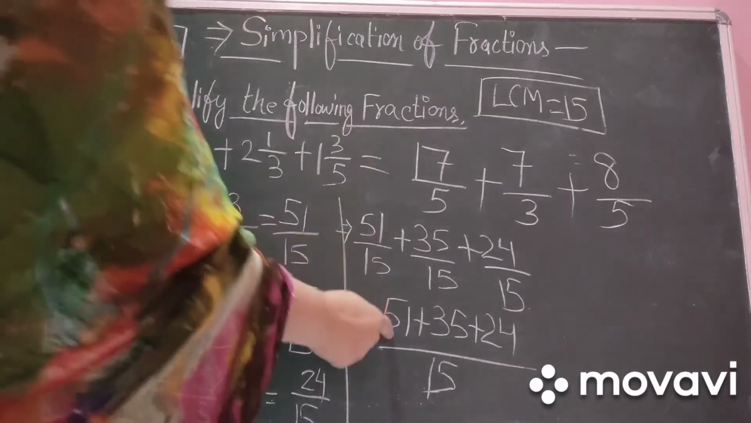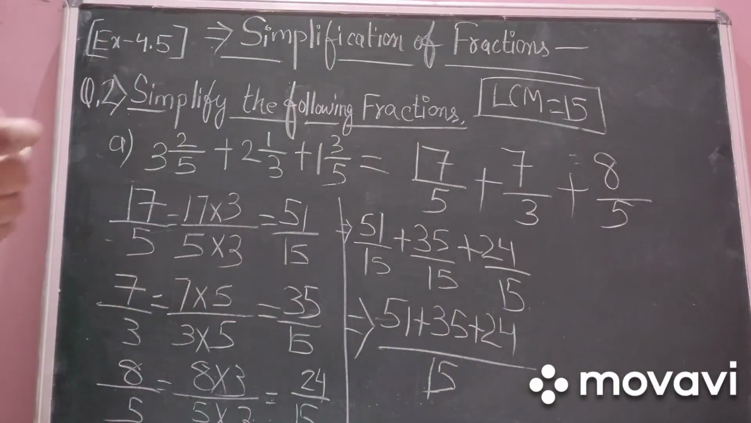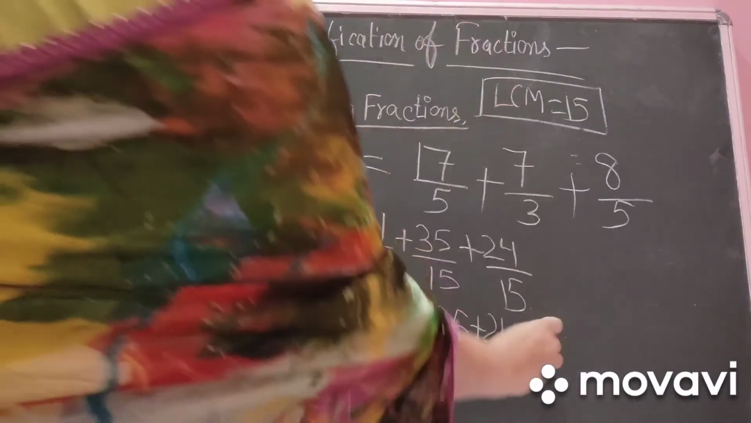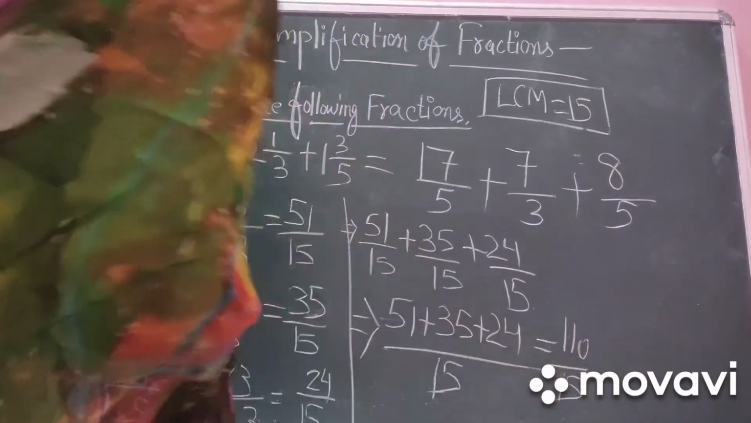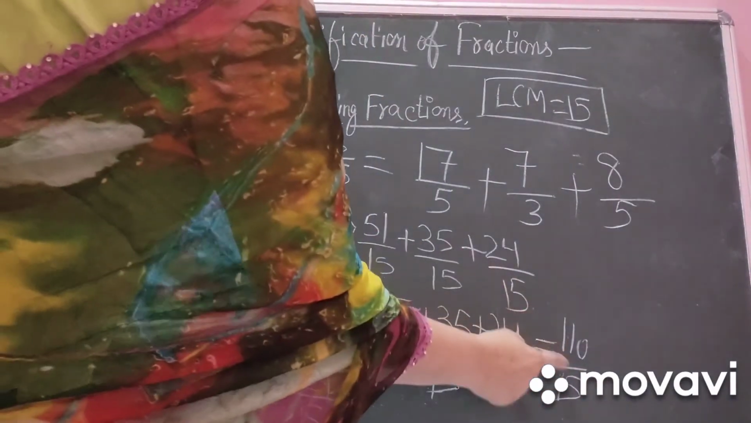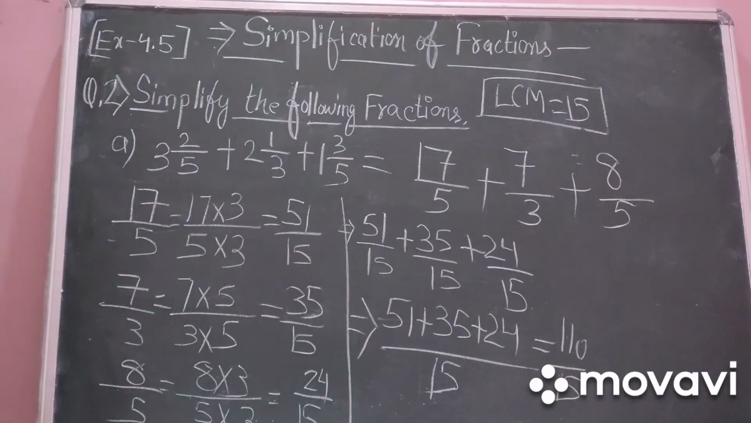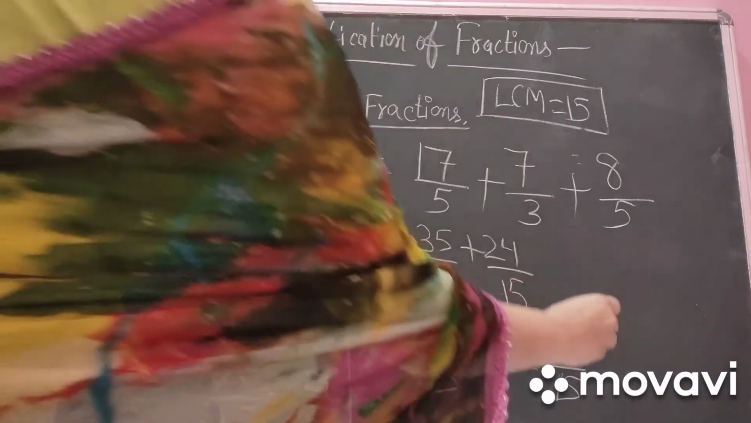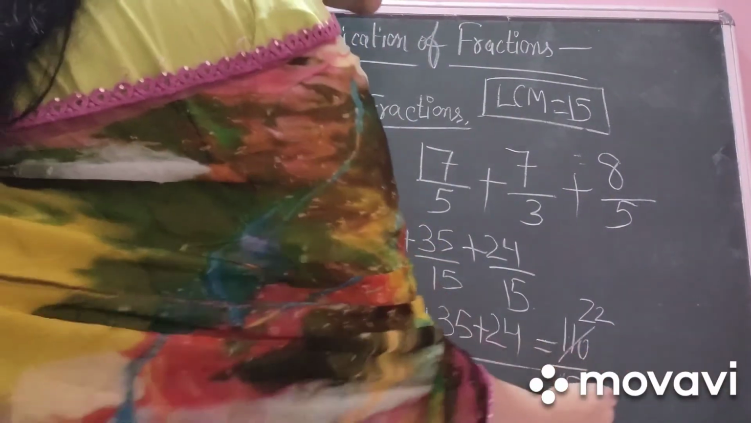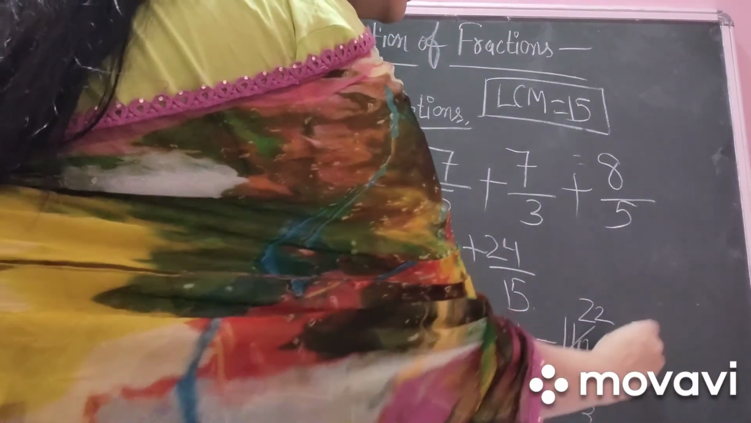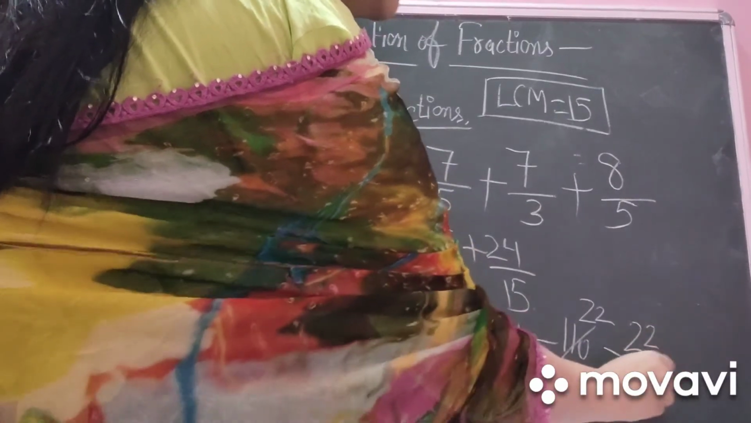So what is 51 plus 35 plus 24? It is 110 and divided by 15. See here, both 110 and 15 are divisible by 5. So please divide it by 5. 5 twenty-twos are 110 and 5 threes are 15. So it is 22 upon 3.